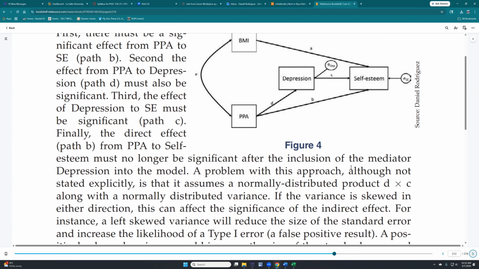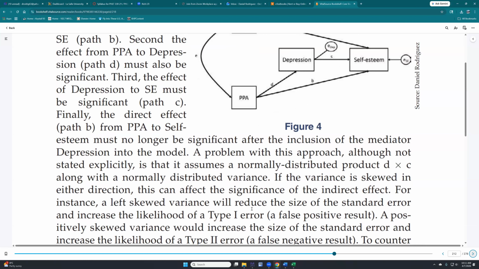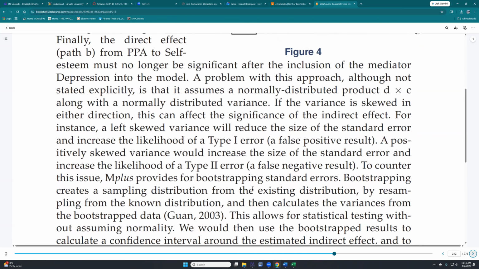Yes, because if it's skewed and the variance is really large, it's going to affect the denominator of your test statistic, right? So you can overinflate the denominator or underinflate it, and that can lead to a type 1 or a type 2 error, right? False positive or false negative results. For instance, the left skewed variance will reduce the size of the standard error, increasing the likelihood of a type 1 error. So just basically what I said, okay?